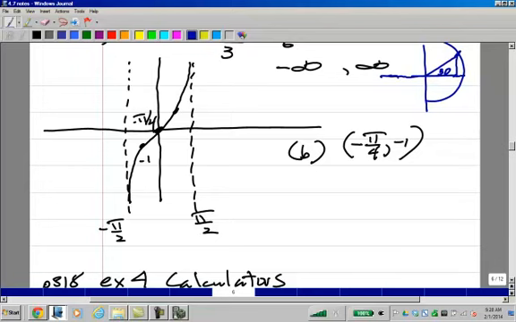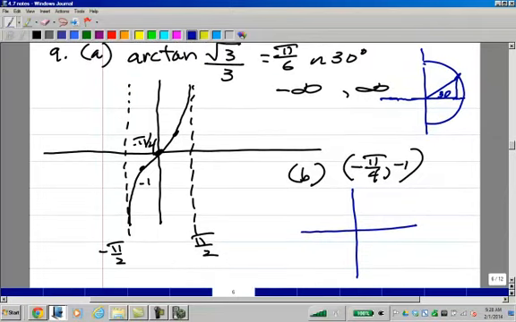Okay, and then for b, negative pi over 4. For -1, okay. This is the only place for negative pi over 4. This is square root of 2 over 2, comma, negative square root of 2 over 2.